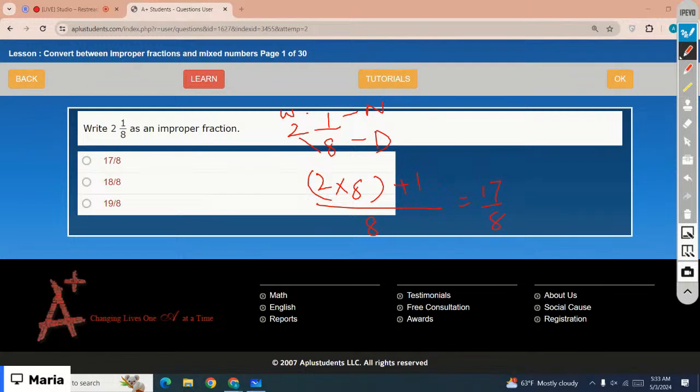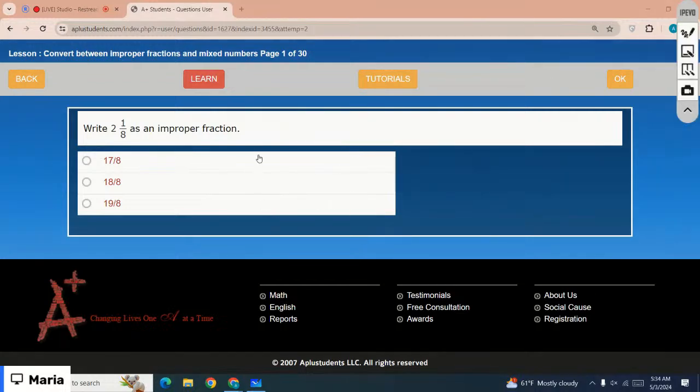Is it 17? The correct option is 17 over 8. Option number 1 is the correct option.